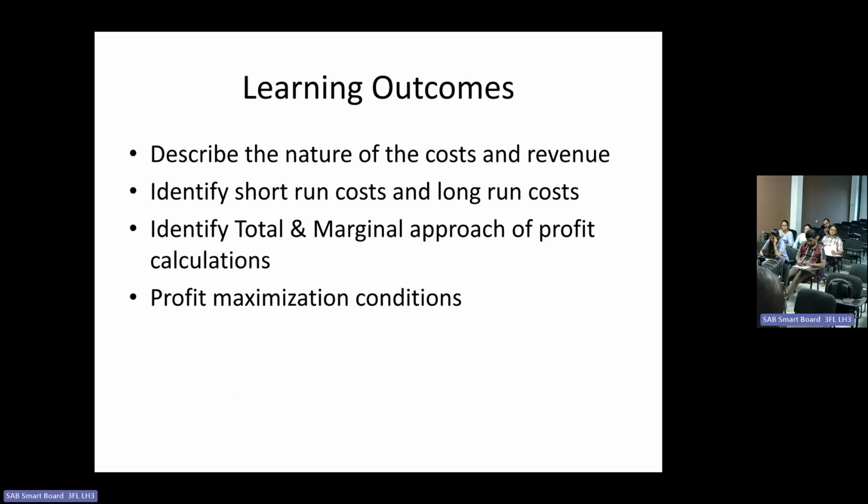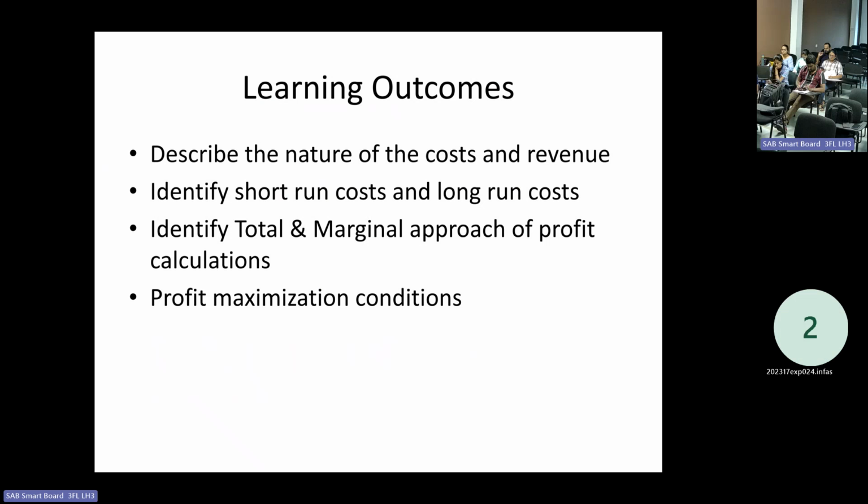Now at the end of this discussion, we identified the cost factor, the nature of cost, different cost forms in the short run and the long run. And we identified the marginal approach also, marginal cost. For profit maximization, we need to look at the other aspect, revenue also: marginal cost and marginal revenue.